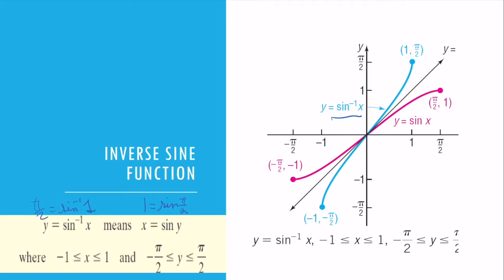Whereas for our sine function we restricted the domain so that its range was from negative 1 to 1, that becomes the domain of our inverse function. And the domain from negative pi over 2 to pi over 2 becomes the range of our inverse function. So we're just using the inverse function.